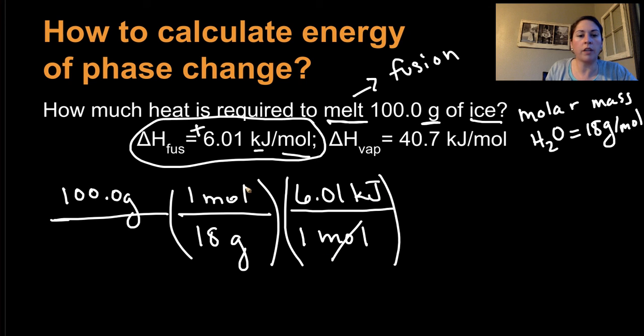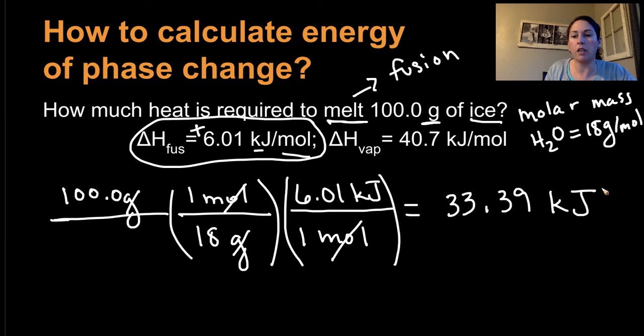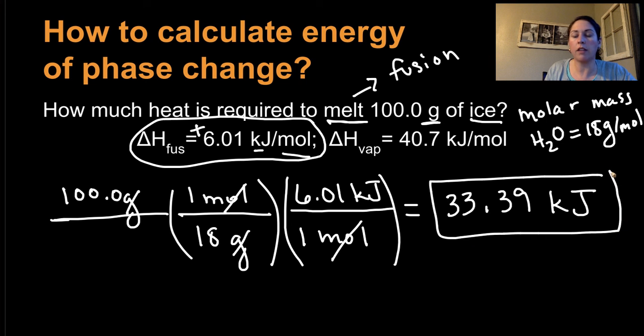So moles cancels moles, grams cancel grams, and when I multiply across the top and divide by the bottom number here, I end up getting a positive value of 33.39. We started with 4 sig figs up here, so I'm going to end with 4 sig figs, and our value is in units of kilojoules. Okay? So that's what we needed to do. And because we're melting ice, this is endothermic.